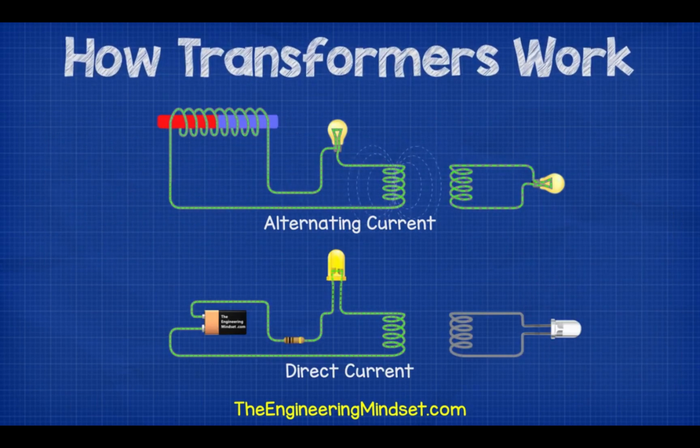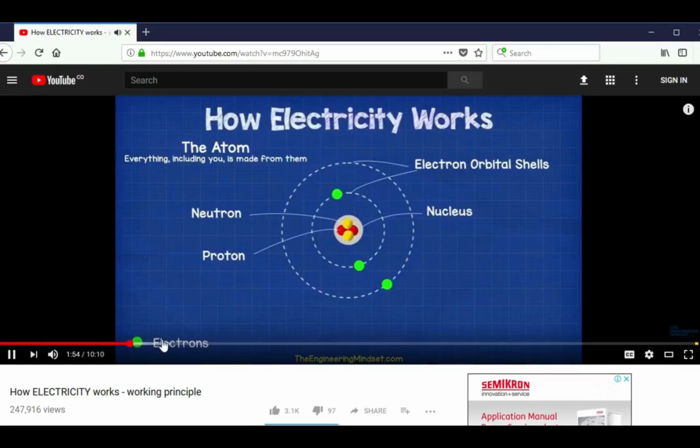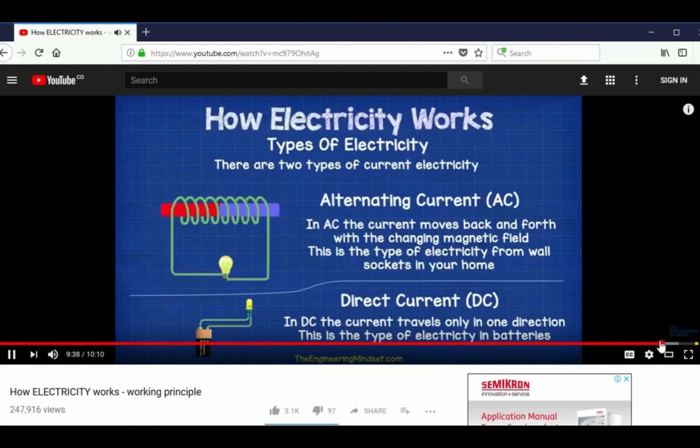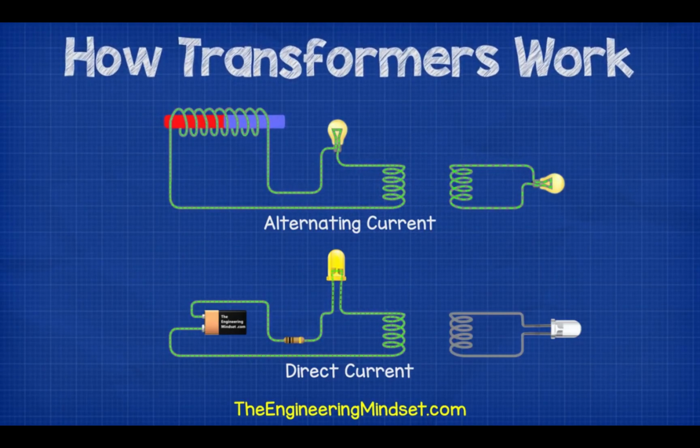Now there are two types of electricity, AC and DC, but transformers can only work using AC or alternating current. If you don't know the difference between these two, then please first of all watch the video on electricity basics. Again, you can find links to these videos and other useful videos in the video description below.